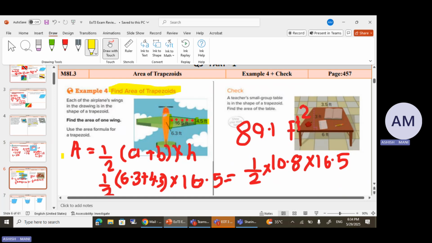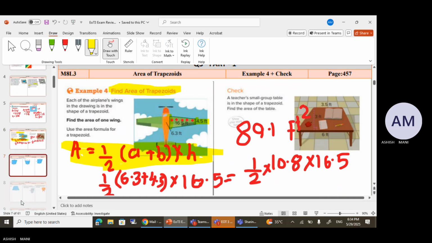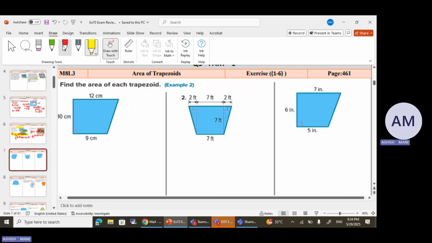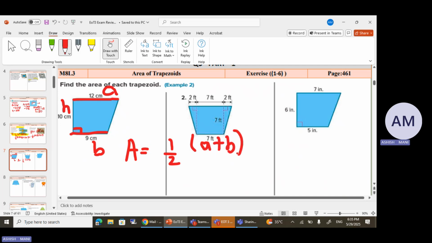You have to remember the formula, that is 1 over 2 multiply a plus b multiply by height. And this a plus b, A and b are the parallel sides in any trapezoid. Now here the same trapezoid, if you see, the parallel sides, this 12 and 9, are the parallel sides. So this is A, this is B, and the one which makes an angle of 90 degrees is our height. Again, the same formula, area equals 1 over 2 bracket A plus B multiply by height.